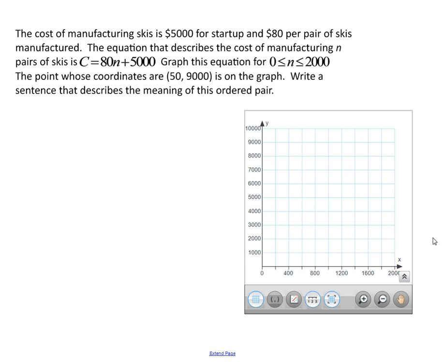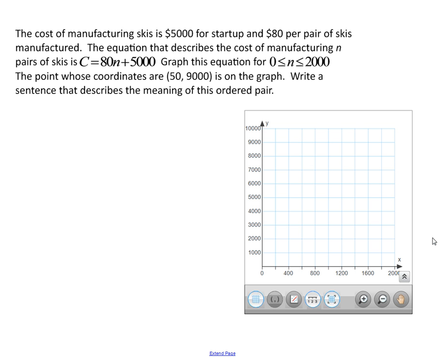Well, no discussion of linear functions would be complete without at least some idea of an application that those lines go with. So let's talk about a linear function right here. It says the cost of manufacturing skis is $5,000 for startup and $80 per pair of skis manufactured. Some analysis has been done, let's say. The equation that describes the cost of manufacturing n pairs of skis is given by the equation C, that's the cost, is equal to 80 times n, 80 times the number of pairs of skis, plus $5,000.